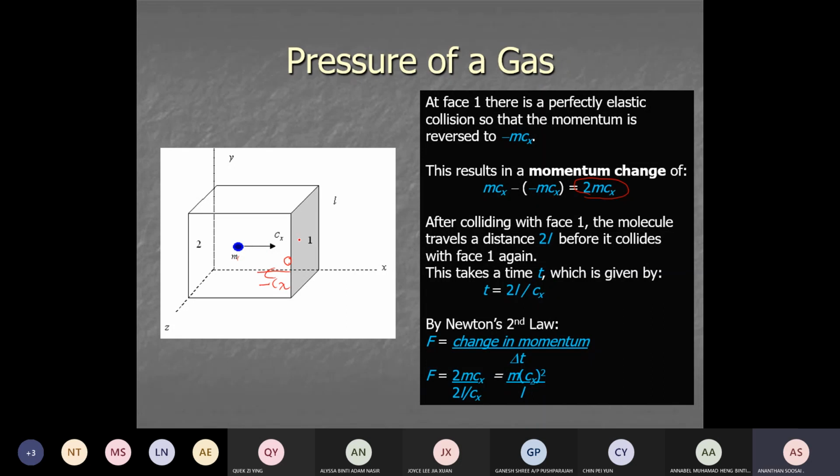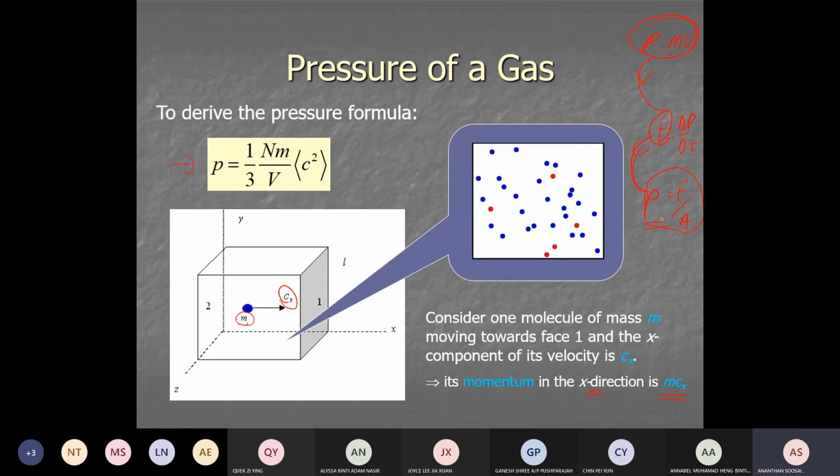When two bodies collide, as you learned in AS, let's say a car collides with a lorry, the car and lorry both experience the same amount of change in momentum, but in opposite directions. So this is the change in momentum experienced by the wall and also the particle, in terms of magnitude. What do we want to get? We want to get pressure. We get the change in momentum, we get the force, and we get the pressure. That's how we develop it.